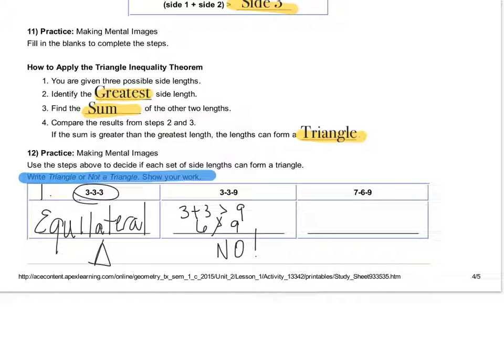Okay, and then 7, 6, 9. 9 is going to be my greatest side. So I need to see if 7 plus 6 is greater than 9. And 7 and 6 together is 13. Therefore, this one is a yes. We would have a triangle on that one. Okay?